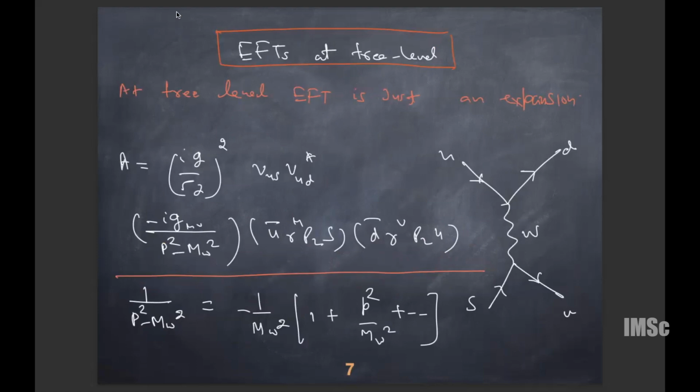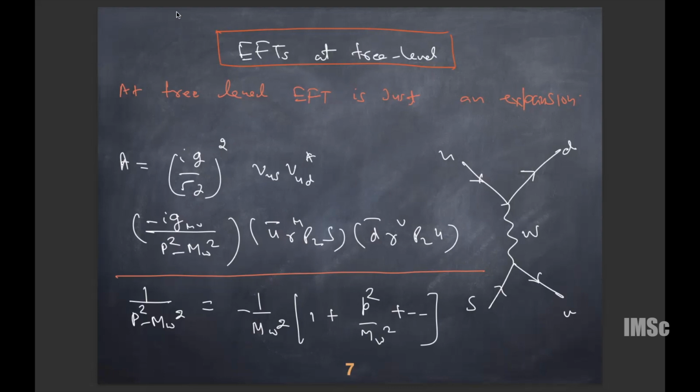We'll start with discussing EFTs at the tree level. The real power of EFTs we will see only when you work at loop level. At the tree level this is just an expansion, as we also saw yesterday. Suppose that we are studying a process which has some IR scales, smaller masses, and a heavier UV scale, a heavier mass. Here you can just expand this amplitude in powers of P squared over MW squared, and the first term is the leading term, and all other terms are suppressed by the W mass.